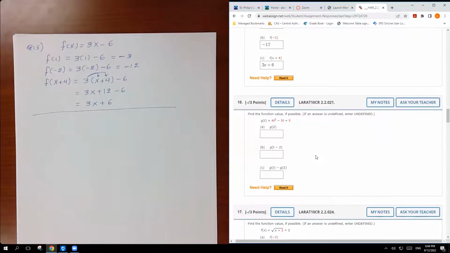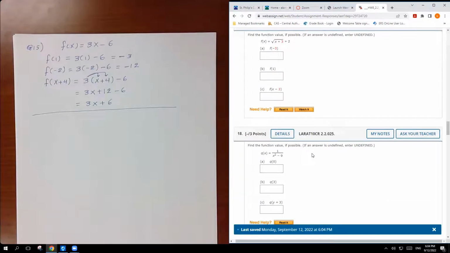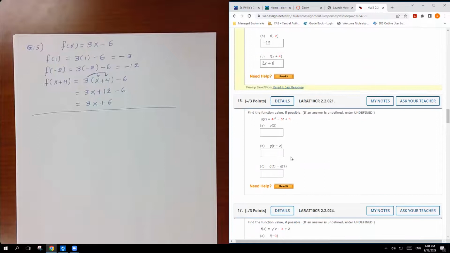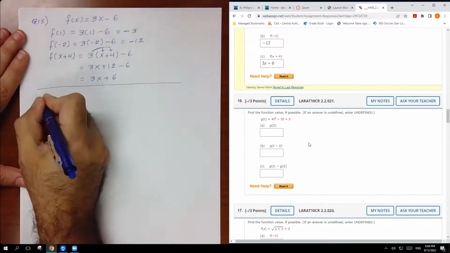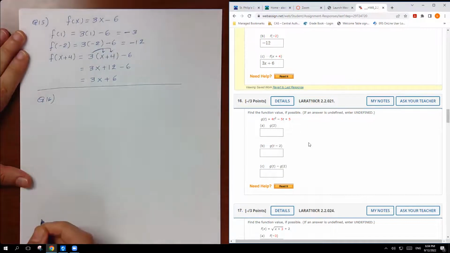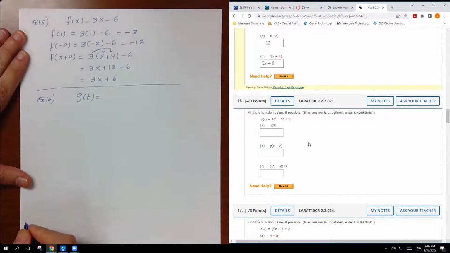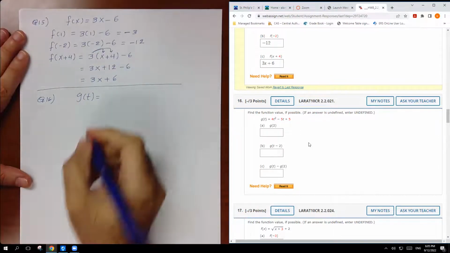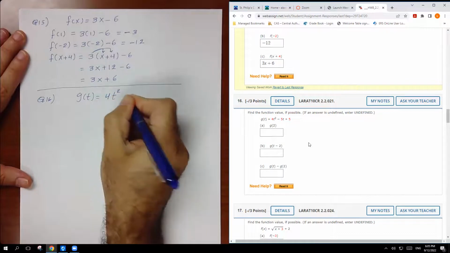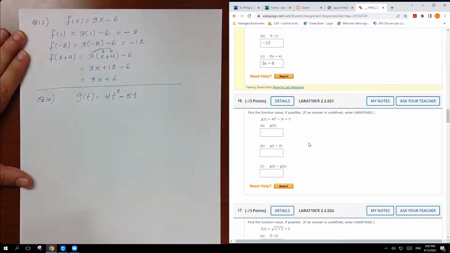To the next one, let me solve this one. This one is exactly the same. And I'm going to solve this one. So let's solve example 16. Question 16. We just have different types of equations. So question 16. We have g of t equal, now the independent variable is t, so 4t squared minus 5t plus 5.